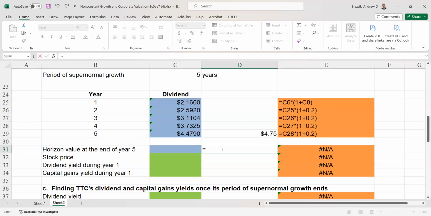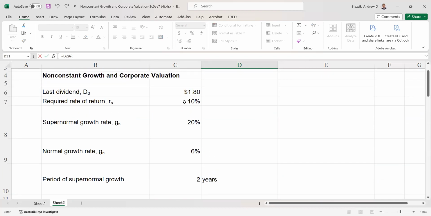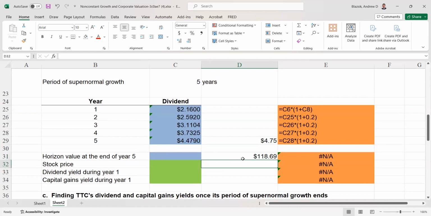So 5 years from now, it'd be equal to the dividend in the 6th year divided by the required return minus the growth rate of the dividend. It's supposed to go up by 6% per year. So in the 5th year, if you bought it 5 years from now, the stock's worth $118.69. If you can get a growth rate of 6% and my cost of capital is 10%.